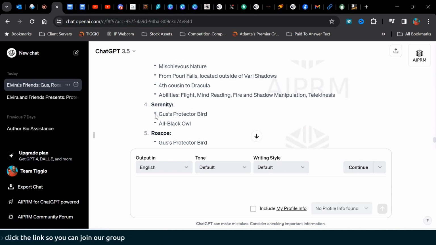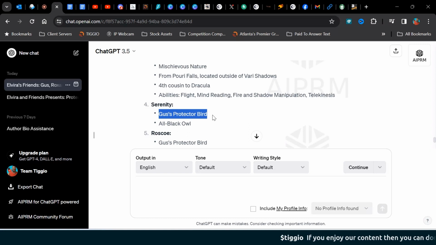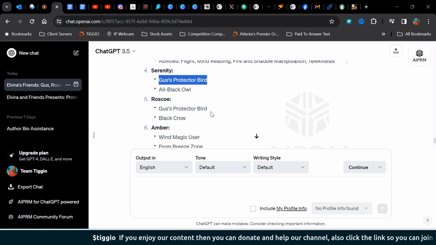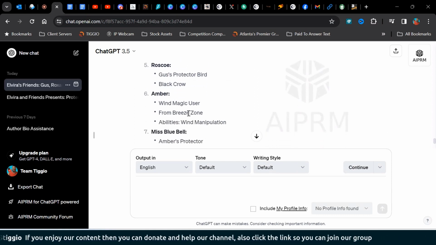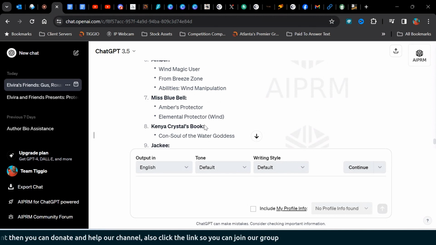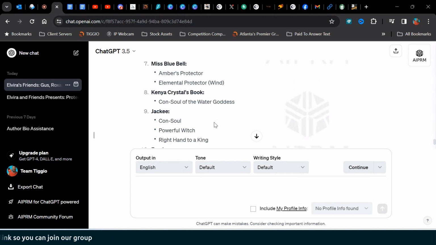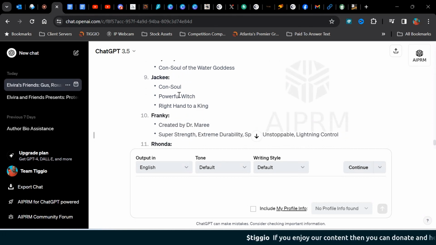Serenity, that's wrong. See right here? Serenity is not Gus's protected bird. Serenity is Roxanne's protected bird. So I would fix that. All right, so Amber, magic user from Breezetown, abilities, wind manipulation. Miss Bluebear, Amber's protector, elemental protector, wind. Kenya, Crystal's book, consul of the water goddess. Jackie, consul, powerful witch, right hand to the king. That should be former right hand to the king.